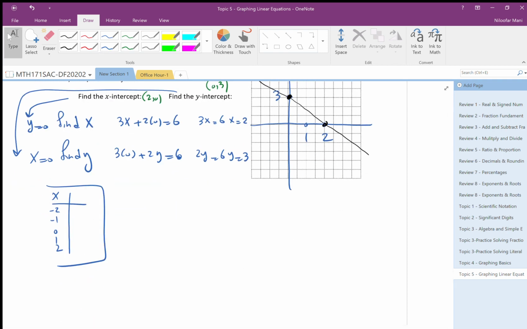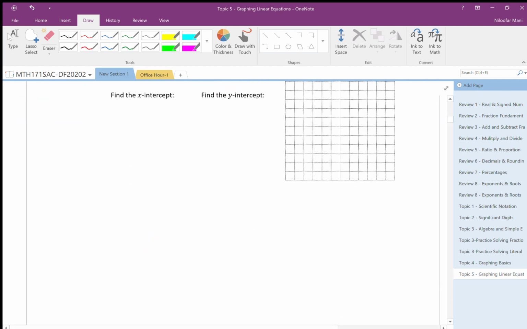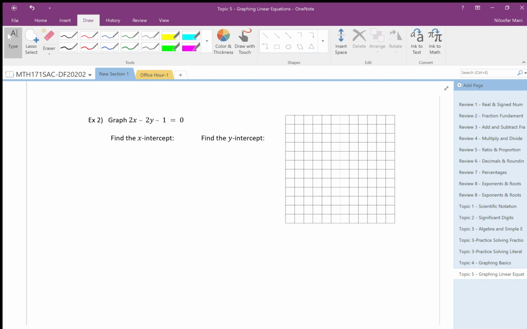Okay, so this one is table of values. Still we can use it, it's more accurate, I have more points, but it takes more time. And maybe I don't really need it, because 2 points are enough for me to graph the line. Okay, so how about here? Again, I want you to do the same thing.